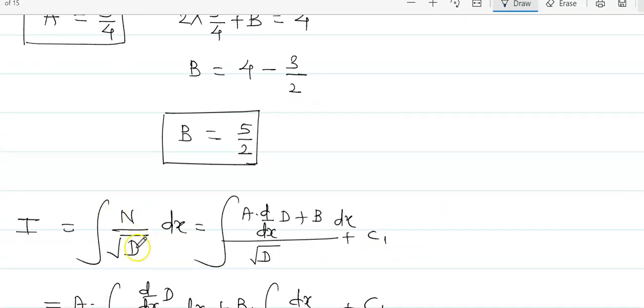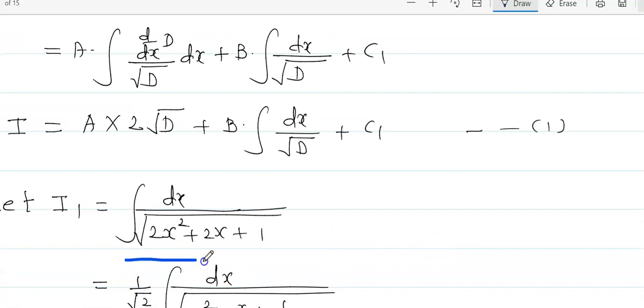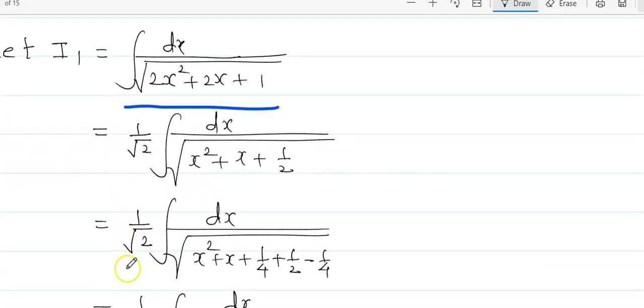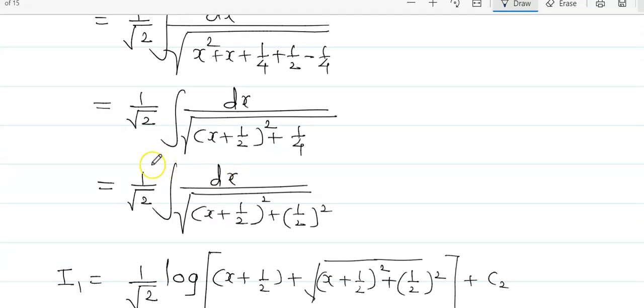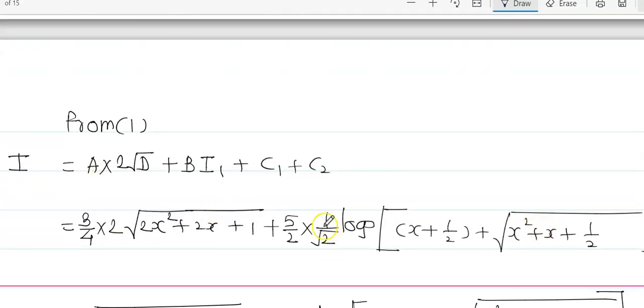Again, I is equal to integral a into d dx of the denominator plus b upon root of d. Separate it. This is the separation. Now integral of this. Take 2 as common, it becomes root 2. Second term is 1 upon 2, its square is 1 by 4. Add, subtract. Now this is x plus 1 upon 2 bracket square. It is of the log form. If you simplify, you will get x square plus x plus 1 upon 2 plus c2. And last is the answer.